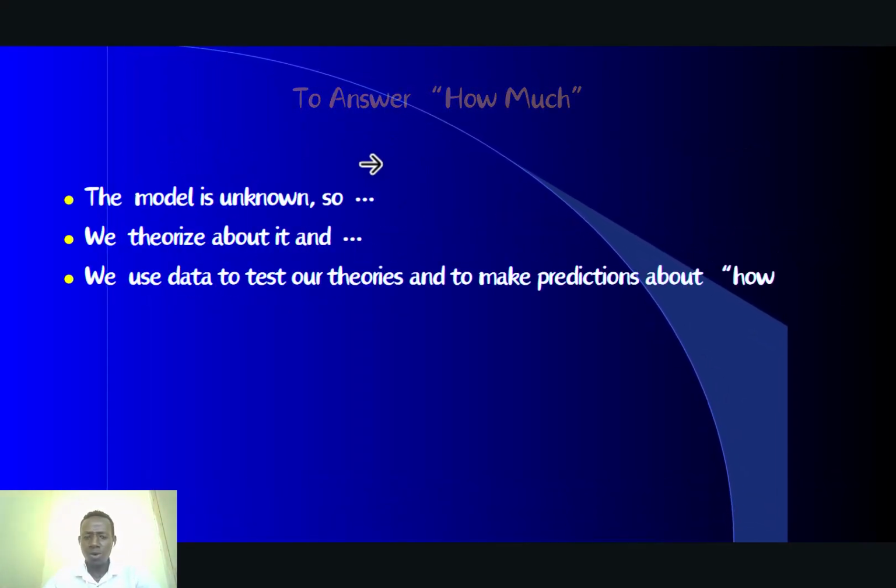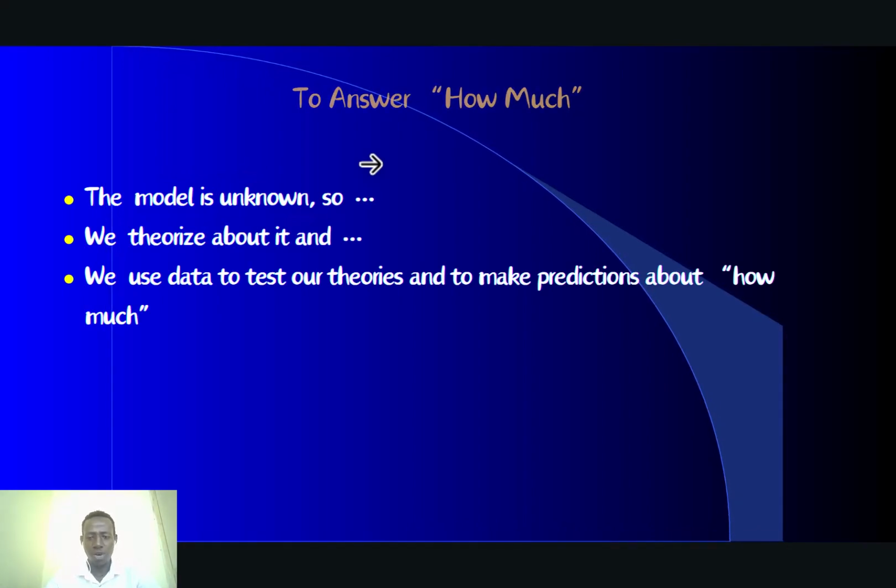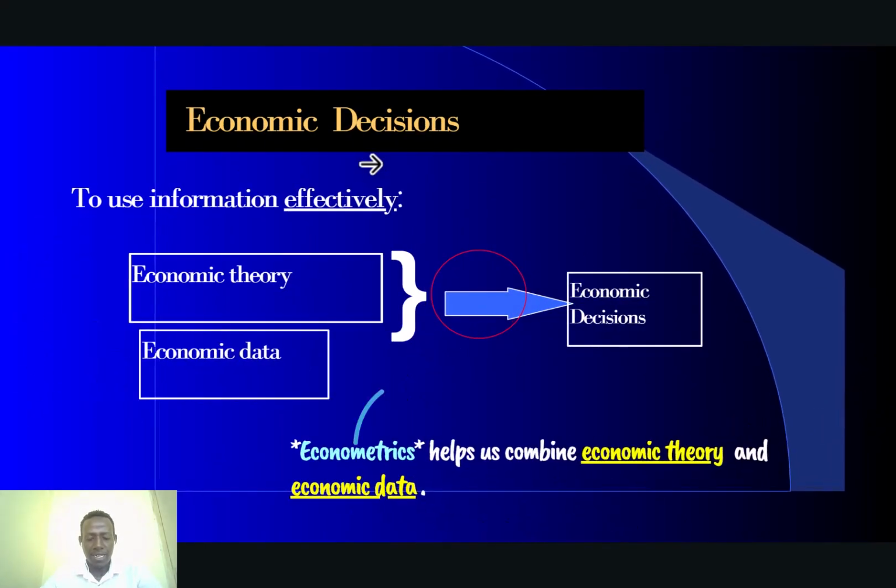So we don't know the true model which we are going to use. So we need to theorize about it. Then after that we can use the data and find out by how much the variables can affect one another. So econometrics helps us to combine these two things, that means theory and the data. It will be a bridge to produce an efficient, well-organized output to make decisions.